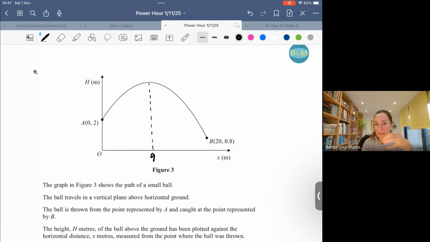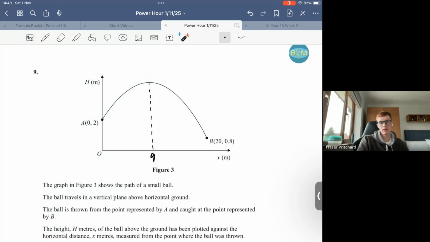And try to start. So what would I do to find the equation of that quadratic? I have 2 points and the x of the maximum. What can I do? I said, could you complete the square? Could you put it into completed square form?